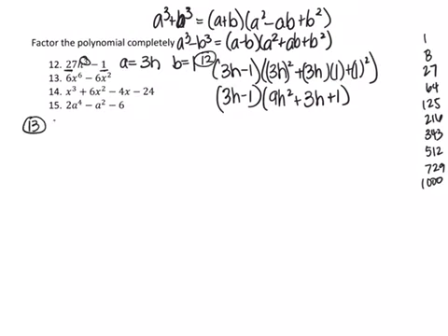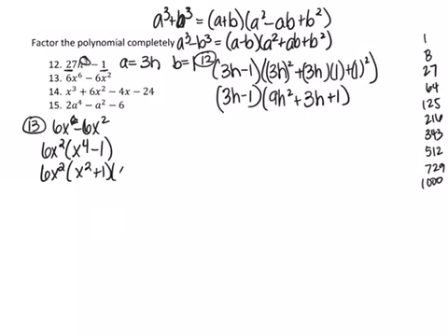Number 13, 6x to the 6th minus 6x squared. First, I always look for common factors, so my common factor is 6x squared, and we get x to the 4th minus 1. And I need to recognize 1 is a perfect square as well, and x to the 4th is a perfect square. So this is a difference of squares pattern, x squared plus 1 times x squared minus 1. And x squared plus 1 is the one we could factor into imaginary numbers, x plus i times x minus i. This is a sum of squares. And the difference of squares again, x plus 1 times x minus 1.